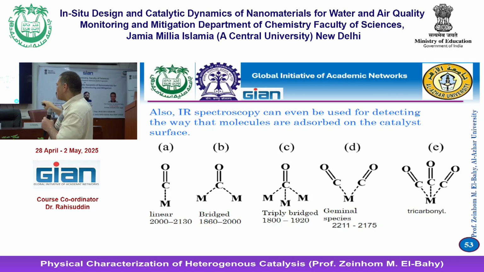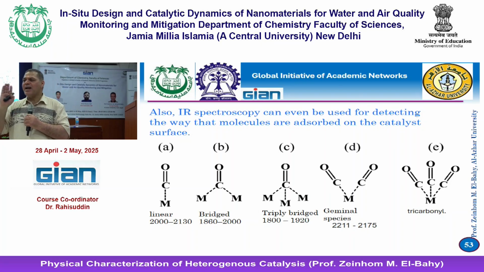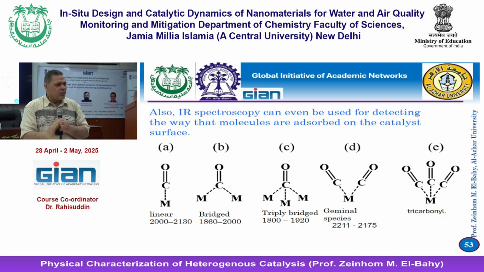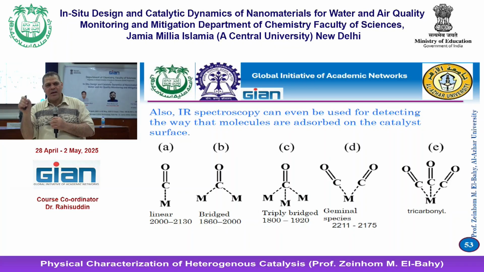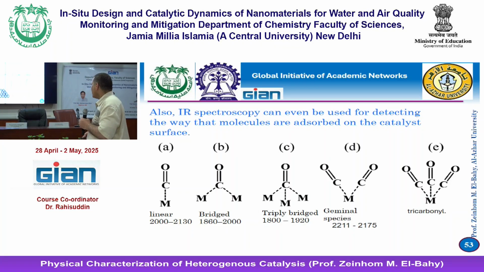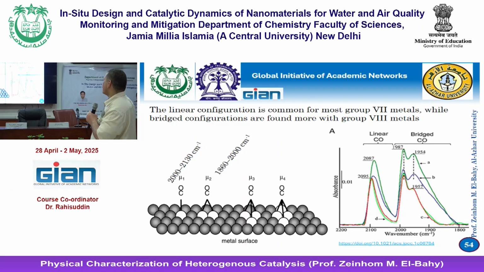Your catalyst is not distributed well on the surface. And if you have geminal, geminal means two CO are connected to the metal, or three CO are connected to the metal, tricarbonyl. All of these, if you detect peaks at specific wavelengths, this means that you have something on the surface. You can see what exactly is there on the surface. And this is an example of using linear.